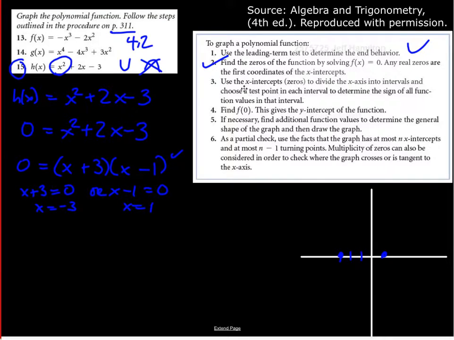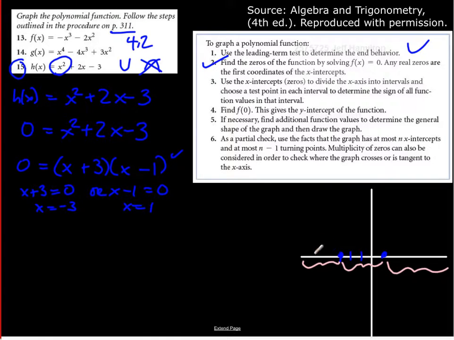Okay, step 2's done. Next: the x-intercepts divide the axis into intervals, and choose a test point in each interval to determine the sign of the function in that interval. So what they're saying is to look at this interval here and see whether the graph's positive or negative, look at this interval and see if it's plus or minus, and look at that interval there. Well, you can sort of do that, but if I know it's a quadratic like this one, I know the shape has to be something like this. So I know that if I take any point below negative 3, it's got to be a positive number. It's got to be up high here.